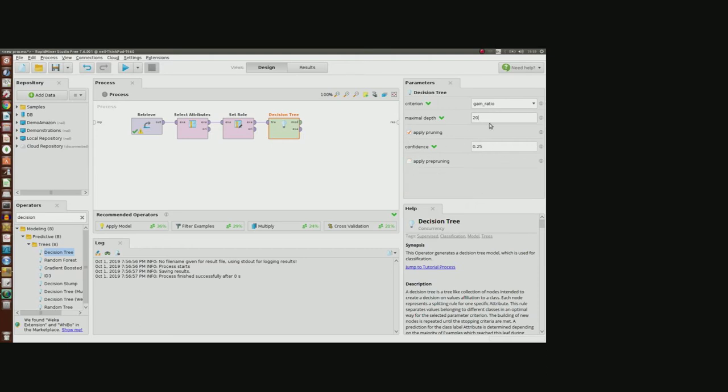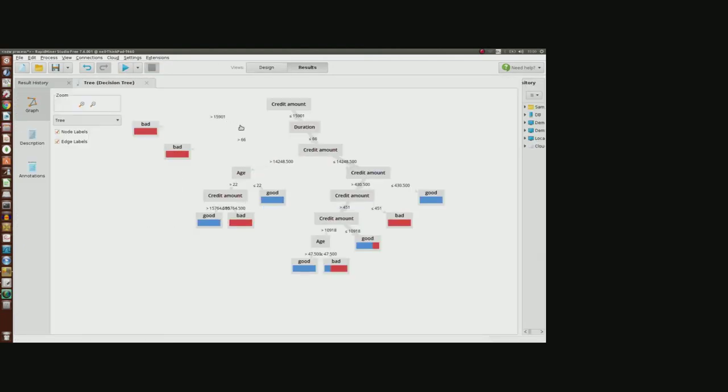I'm not going to pre-prune this tree. I'm going to let it overfit quite a bit. We'll just limit it to 8. Because the amount of credit turns out to be very influential, we wanted to split a bit more and see if it can go a bit more granular. So if we link that up and we run that model, this is the decision tree that we get.